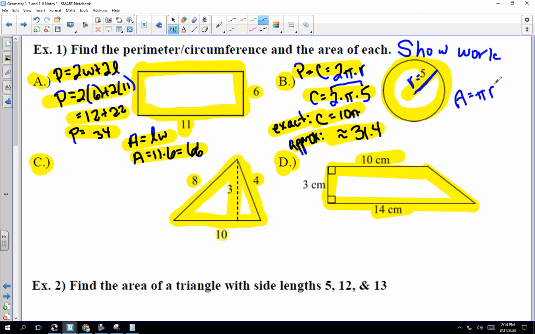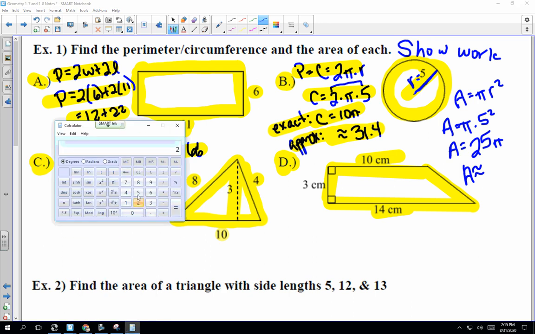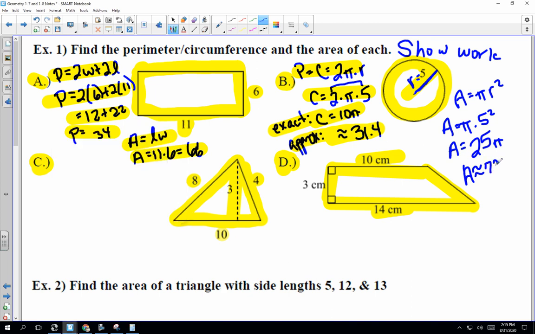Pi r squared. Pi times 5 squared. 5 times 5 is 25. Usually we put the numbers in front of the pi. So the exact area is 25 times pi, and the approximate area, when we multiply it out, is 78.5. All right, you guys make sure you're showing your work. Without the work, you will not get credit.